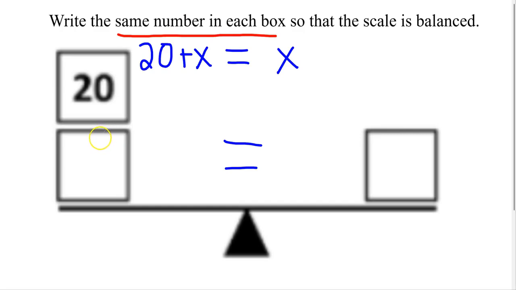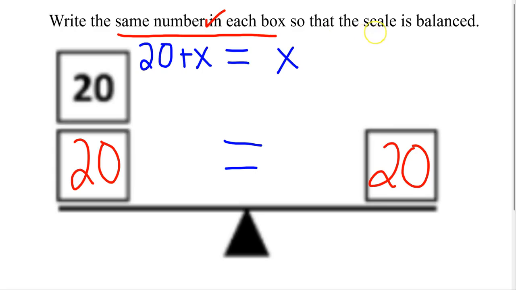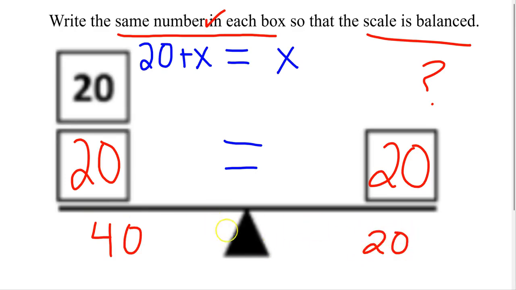I've had students say, okay, well, let's make this 20 over here. And then this would have to also be 20. Okay, so this time we have the same number in each box, but is the scale balanced? All right, so over here now we have 40, and over here we have 20, and that is not going to balance our scale.